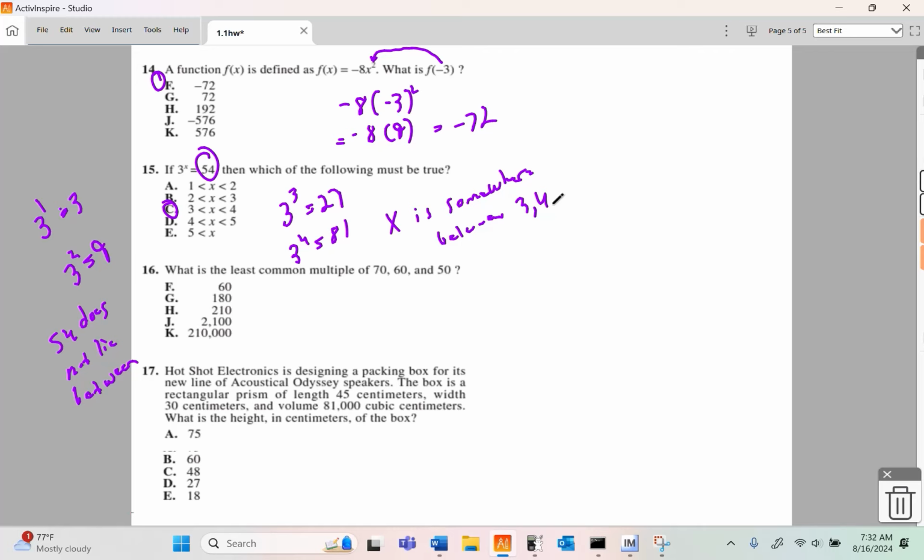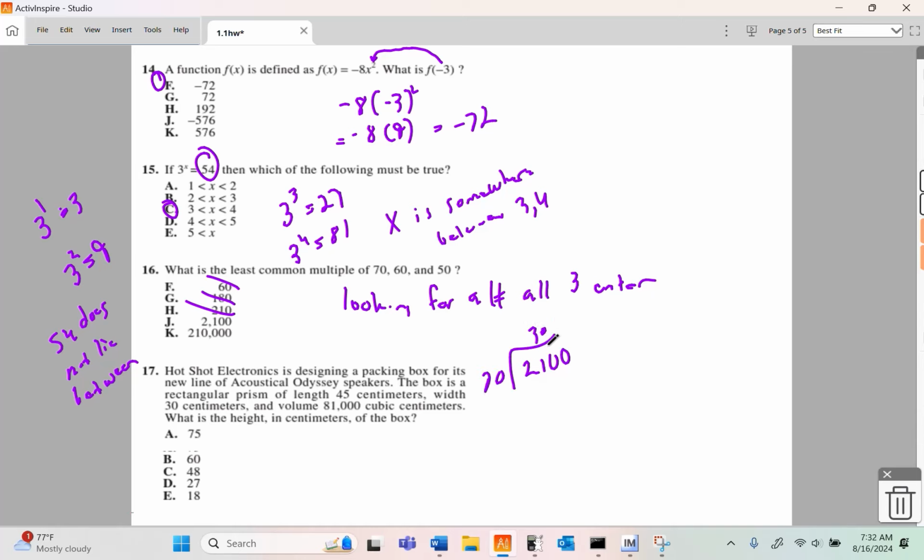The least common multiple of 70, 60, and 50. So what you're doing is you're looking for a number that all three go into. 70 doesn't enter 60. 70 doesn't enter 180. 70 enters 210 3 times. 60 enters 210 not 3 times, 3.5 times. It's not nice. 70 enters 2100 30 times. You take 2100 and you divide it by 70, you get 30.